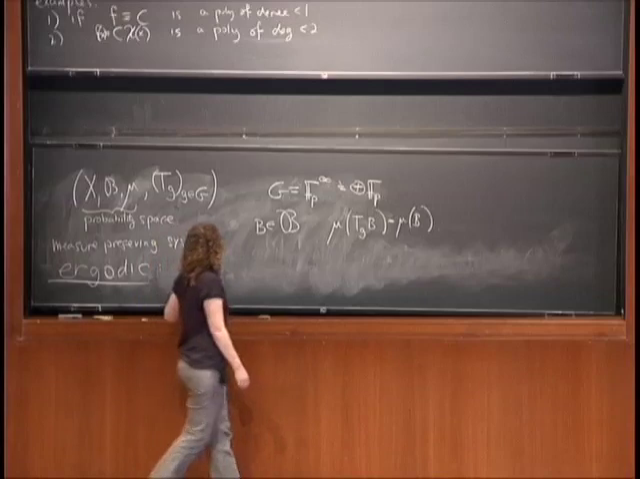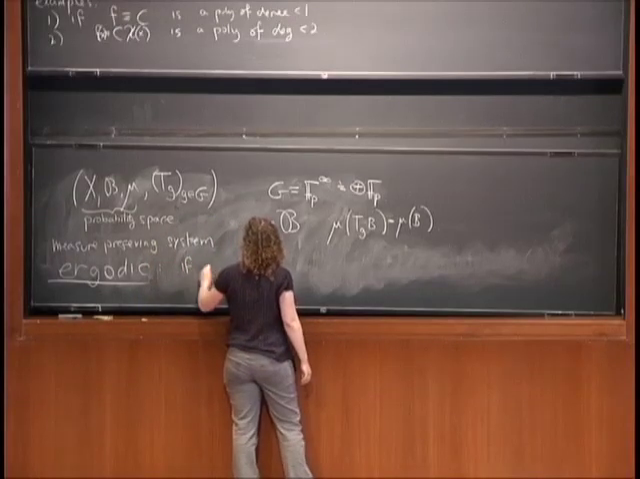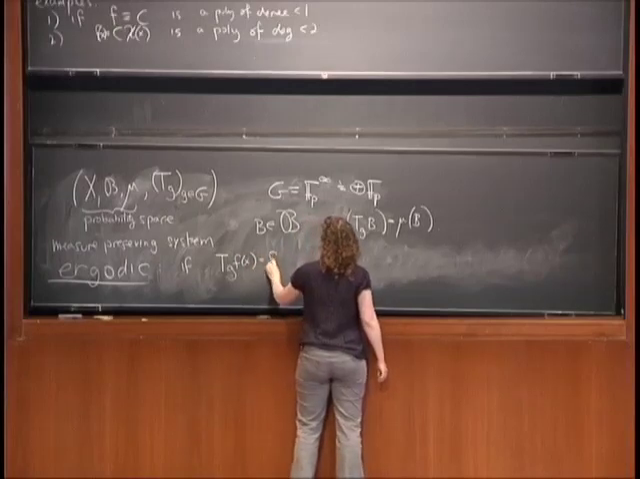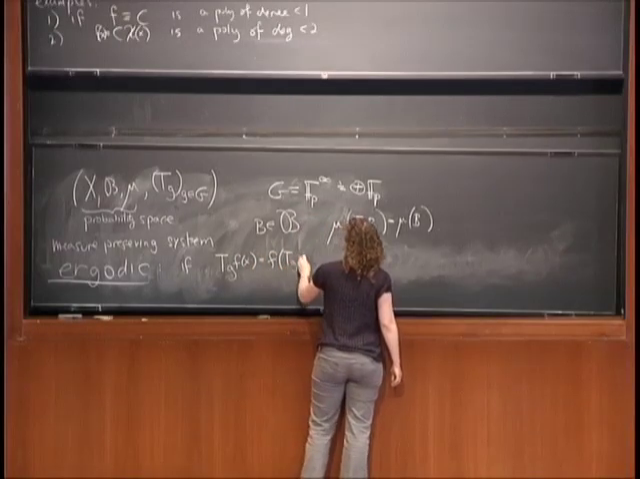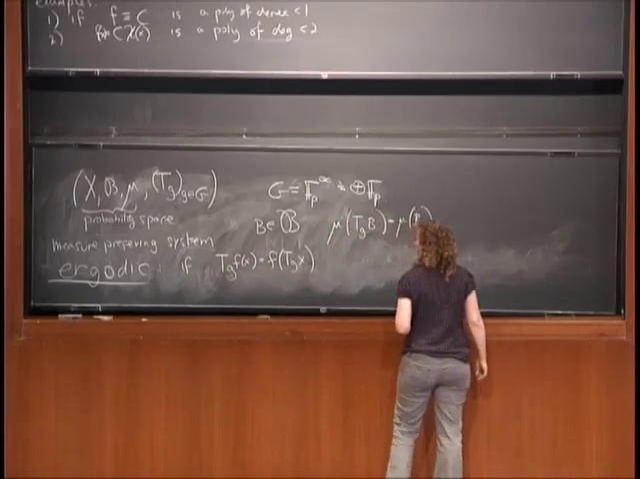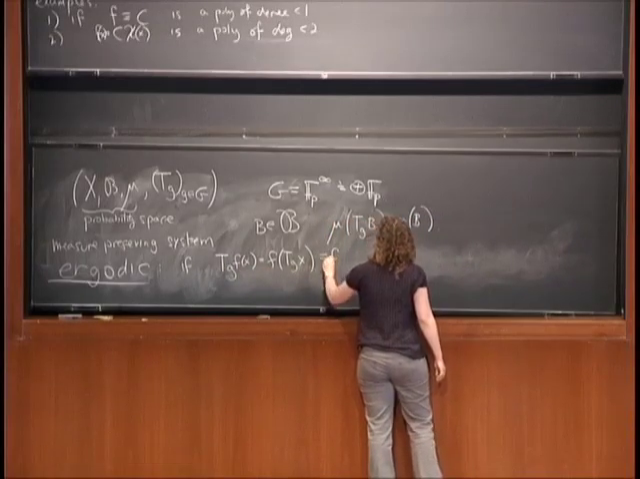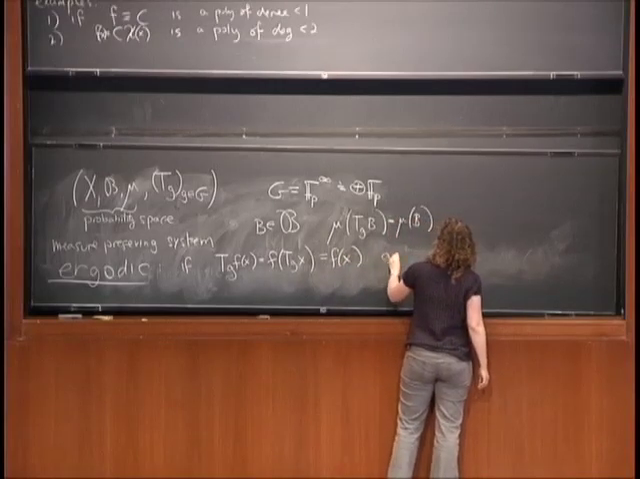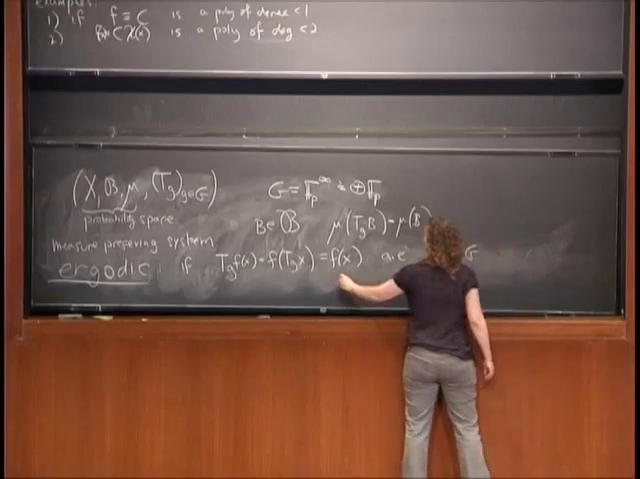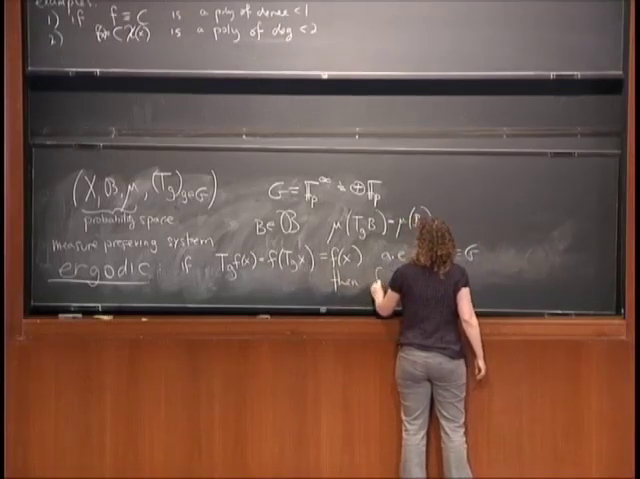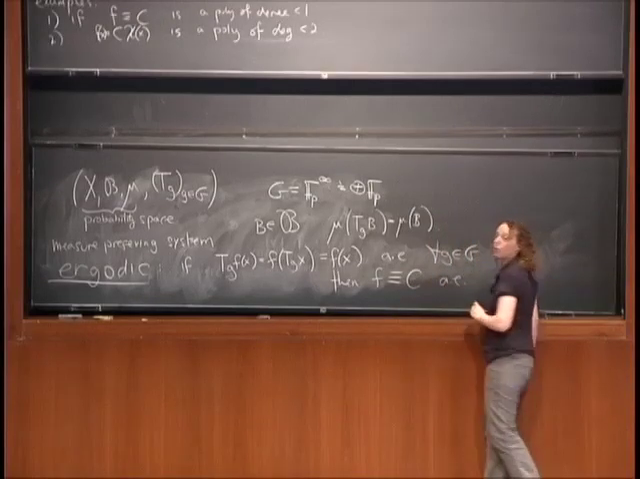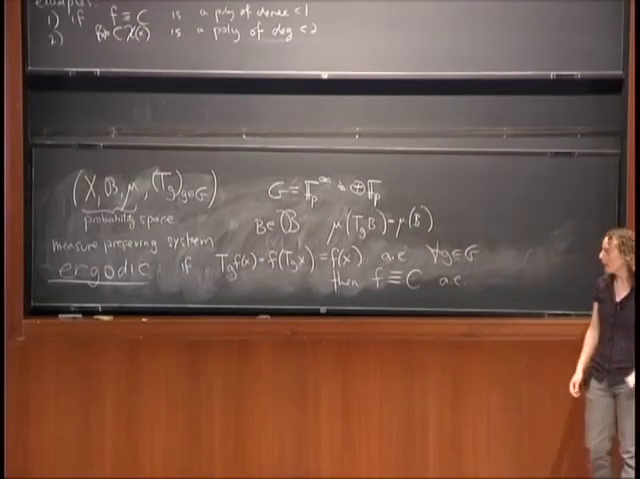This tells us that if T_g f of x, which is short notation for f of T_g x, this is how T_g acts on functions, is f of x almost everywhere for all g, then f is constant almost everywhere. No constant invariant functions. Okay?